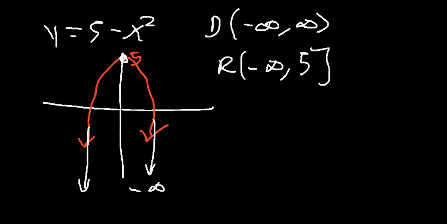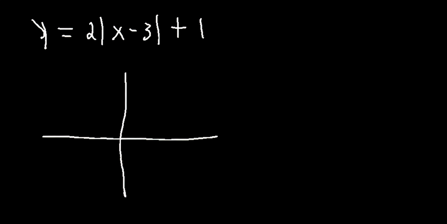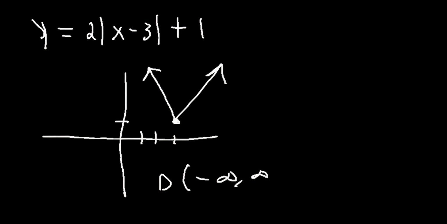So for your domain, you're looking at it from left to right. For the range, you're looking at it from low to high, or bottom to top. Now the next thing that we considered was an absolute value function. So let's say if you have absolute value of 2x minus 3 plus 1. So the graph shifts 3 units to the right, up 1, it starts here, and the slope is 2. So I'm just going to draw a rough sketch. Your domain for any absolute value function is negative infinity to infinity, unless you have like a piecewise function. Your range, notice that your lowest y value is 1, but it goes up to infinity. So it's from 1 to infinity.